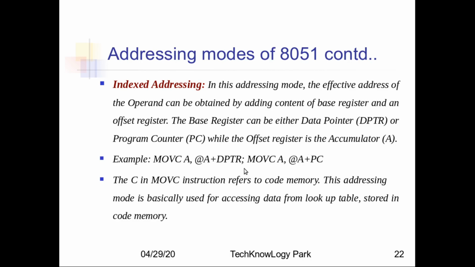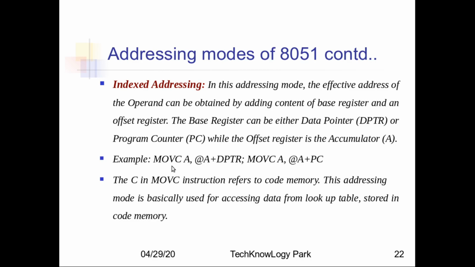So what is the meaning of this? Here, the C in the MOVC instruction refers to code memory. This addressing mode is basically used for accessing data from a lookup table stored in code memory. What this lookup table is and where it is useful, we are going to discuss in the next coming videos. A lookup table is something like, say I have stored data inside the code memory. If the data content is large, I cannot store that in internal RAM. Such data will be stored in the code memory itself. How to store such data in code memory, that also we'll discuss later. So if I want to fetch the content of the code memory itself, we can use this addressing.